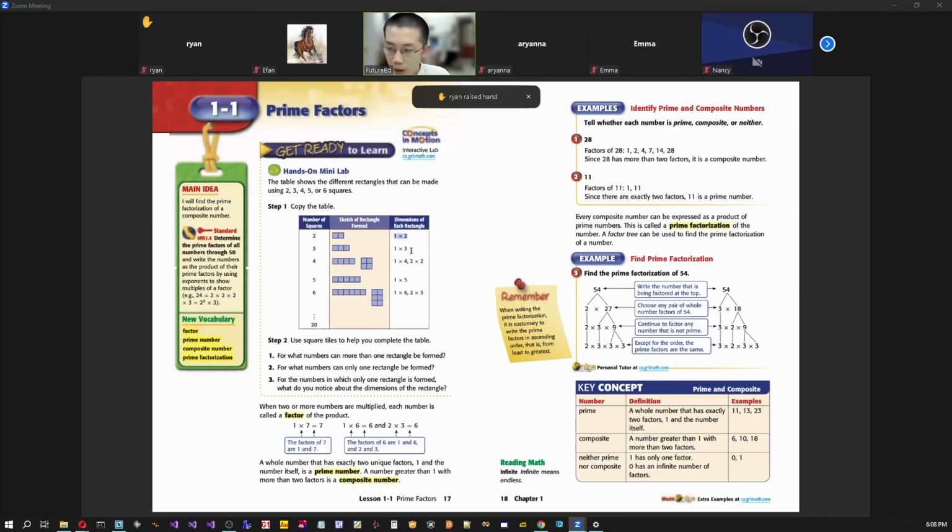Can you tell me what 3 is, Ryan? So how would you make a 3, as in this example over here? Using 3 times 1. Yes, you can use 1 times 3, or as you said, 3 times 1.